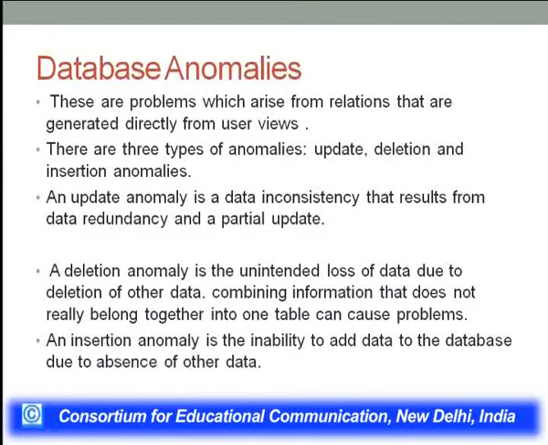An update anomaly is a data inconsistency that results from data redundancy and a partial update. A deletion anomaly is the unintended loss of data due to deletion of other data. Combining information that does not belong together into one table can cause a deletion anomaly. An insertion anomaly is the inability to add data to the database due to absence of other data.